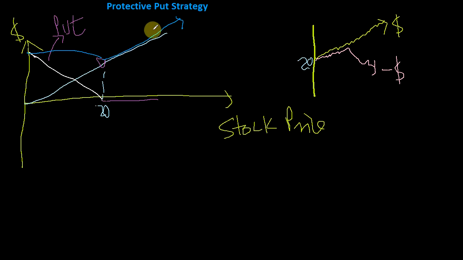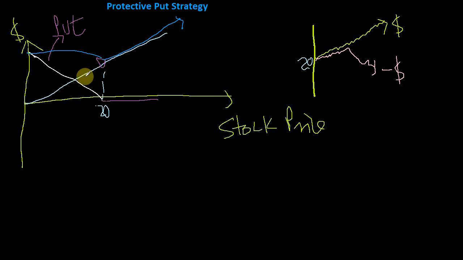So that's your effective payoff. In other words, assume that you're here. Now, if your stock price increases, then of course you'll have a positive payoff. In other words, the blue line is your net payoff. You'll have a positive payoff.